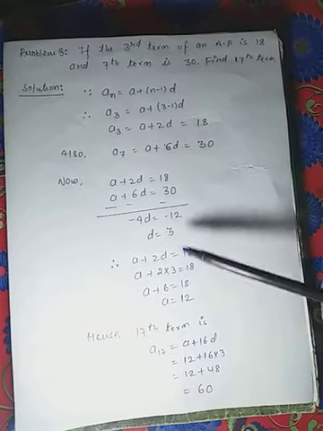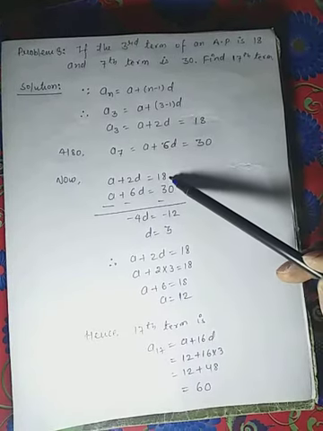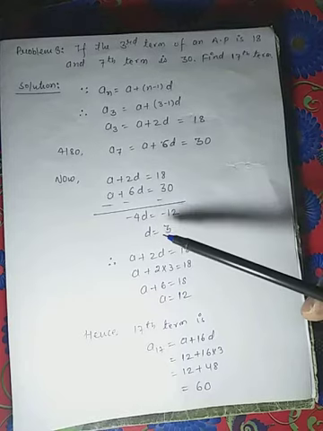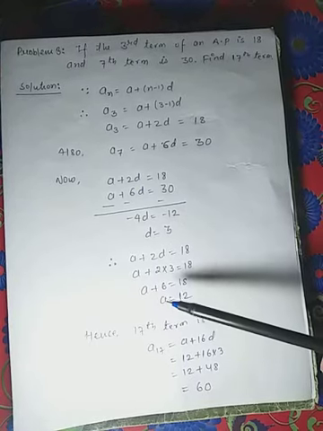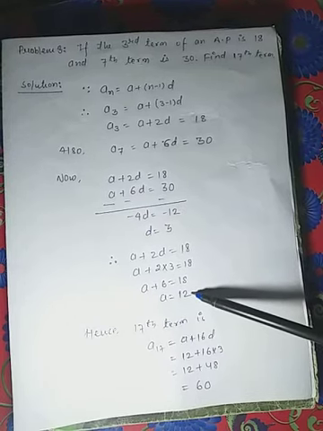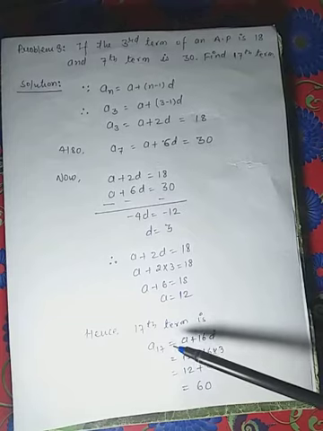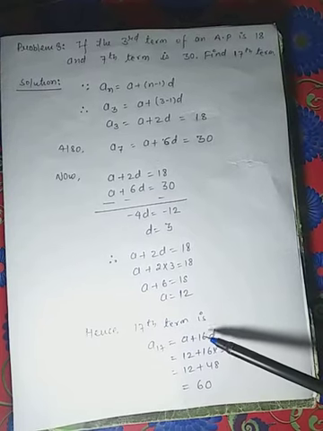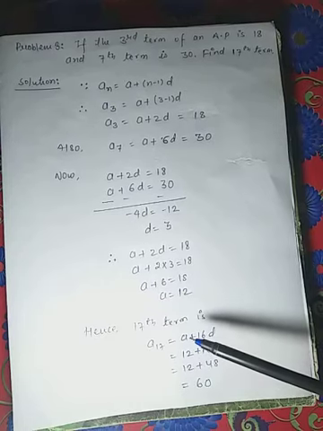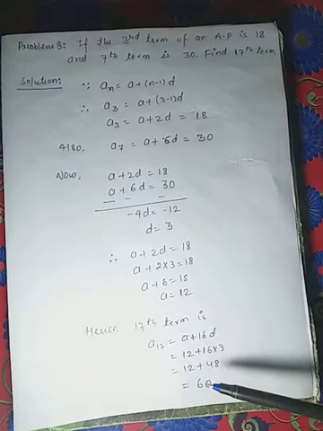Compute the value in any equation, that is a plus 2d is 18 or a plus 6d is 30. We putting, hence we get a is 12 and hence 17th term is a plus 16d. After the compute the value of a and d, we get 17th term is 60.